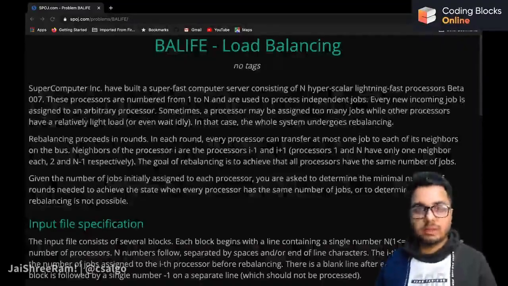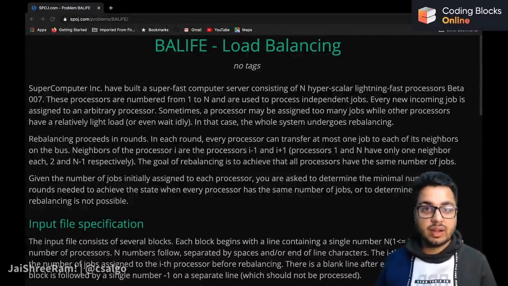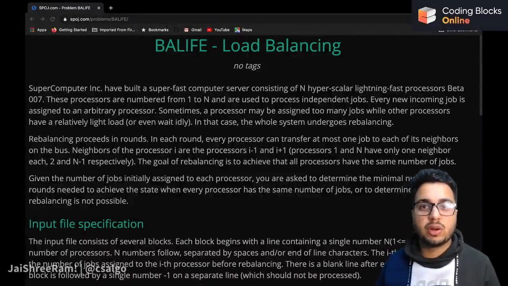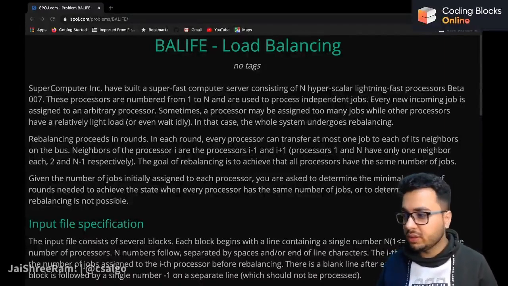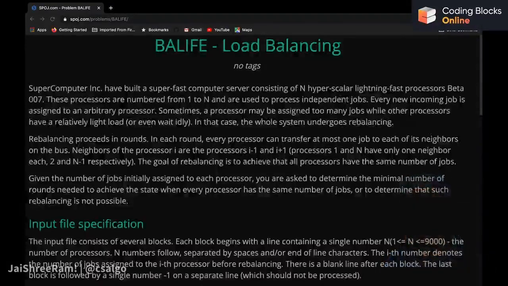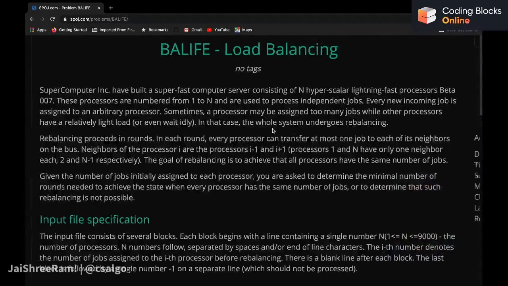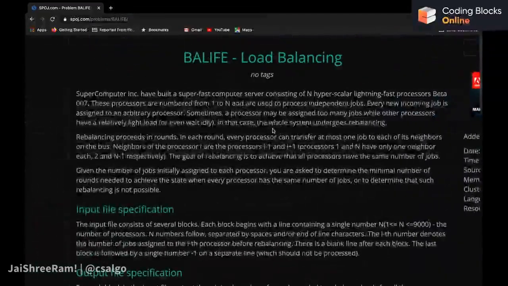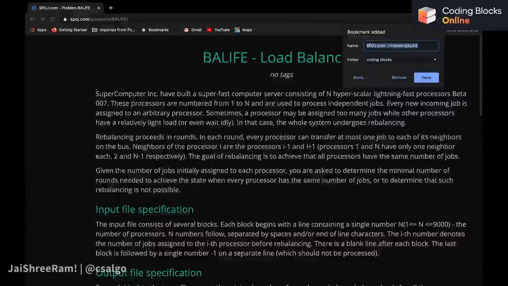Hi everyone, in this video we will discuss one very interesting and challenging problem from Swatch. It's called load balancing. Okay, so let's have a look at the problem statement. So it's given that there are n number of processors that are available.